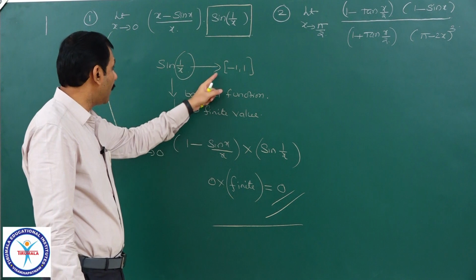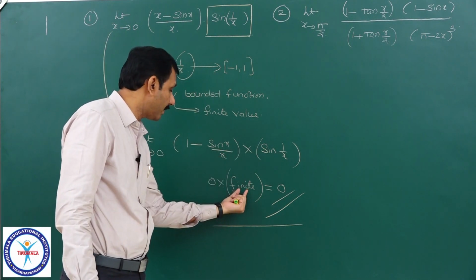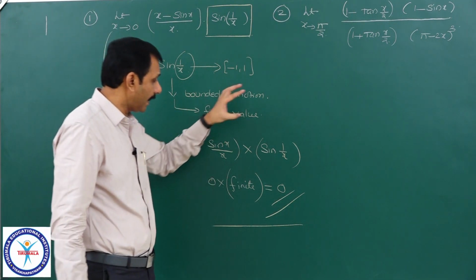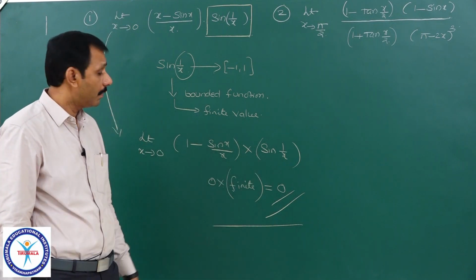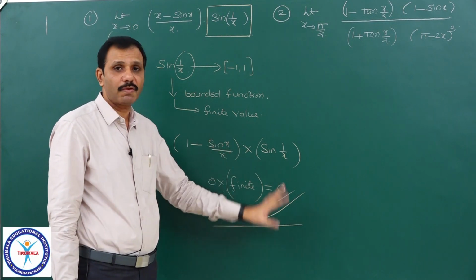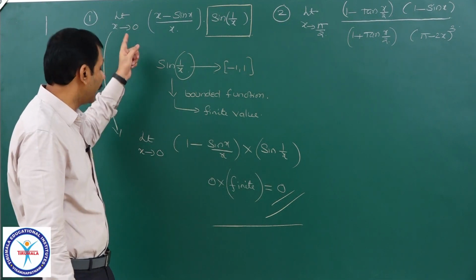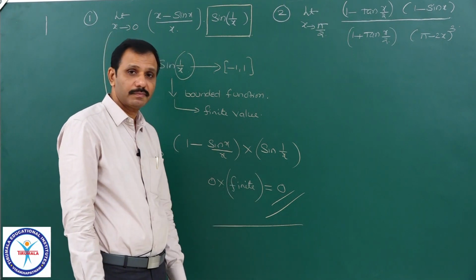Limit as x tends to 0 of x into sine of 1 by x means 0 is multiplying with a finite value. Of course, it is an oscillatory value which we cannot determine exactly, but I can say it is a finite value. Multiplied by 0 means it is always equal to 0, whatever the value is. So this limit exists and the value of that limit is equal to 0.